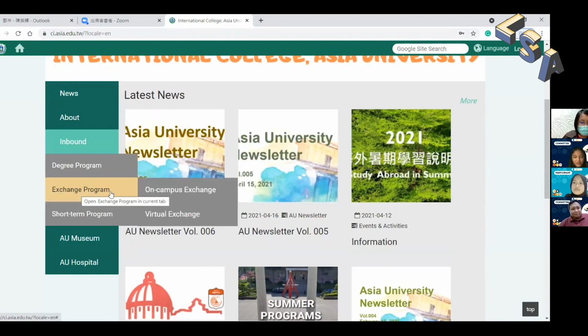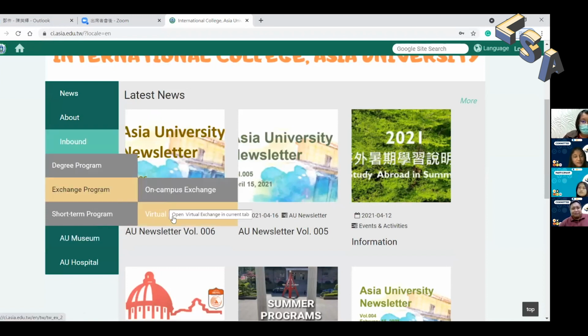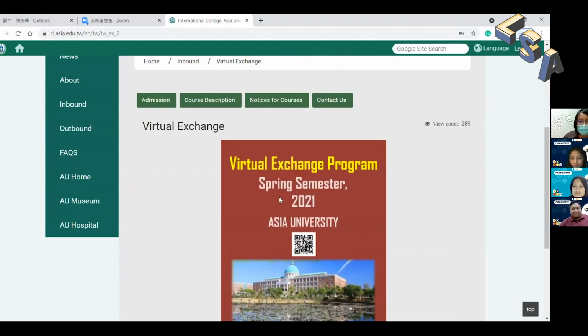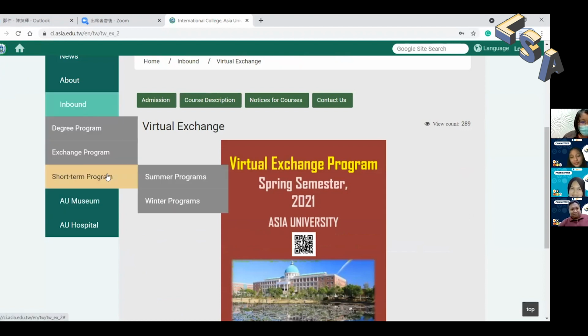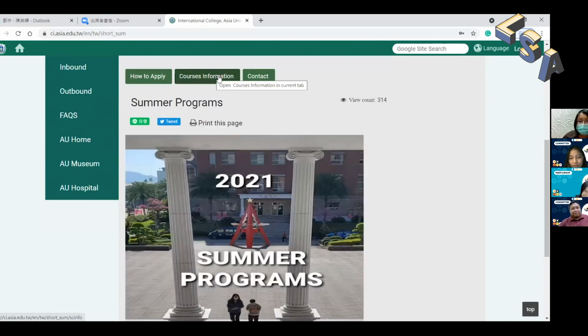And for the exchange program, we have two options: one is on campus and one is virtual. But now, because of the policy, we have just opened the virtual exchange, and we will update the virtual exchange programs maybe at the end of this week. The new fall semester 2021 will open too. And the short-term programs, the summer program, will also be updated with course information maybe in the middle of June.